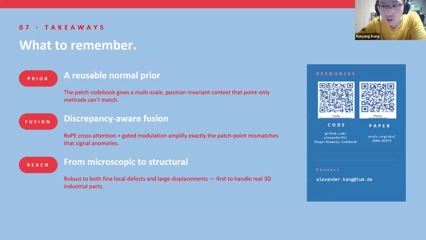Here are the 3 points to take with you. First, the codebook is reusable and multi-scale. Second, cross-attention combined with gated modulation amplifies the patch-point mismatches of anomalies. And third, the same model handles everything from surface defects to structural part misalignments. Code, paper, and contact details are on the right.